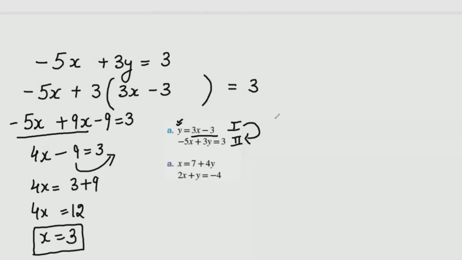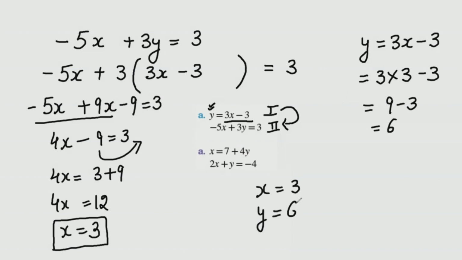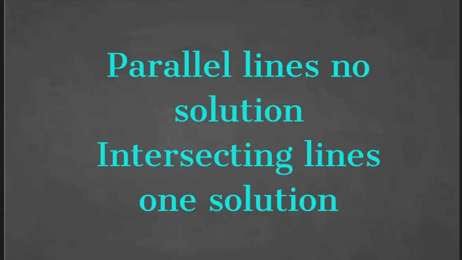Replace this value of x in the first equation, or you can replace this value of x in the second equation. In whichever equation you put this value, you will get the value of y. I'm putting the value in the first equation. So y would be equal to 3x minus 3. I have to replace this value. So in place of x, I will write 3, 3 times 3 minus 3, which is equal to 9 minus 3, which is equal to 6. So the value of x is equal to 3 and the value of y is equal to 6.